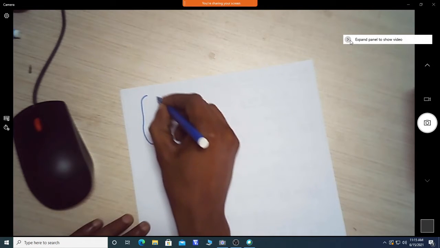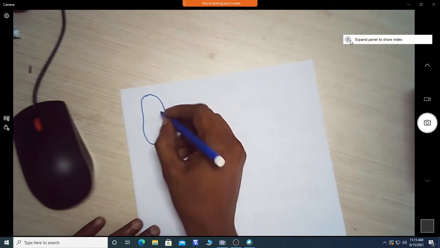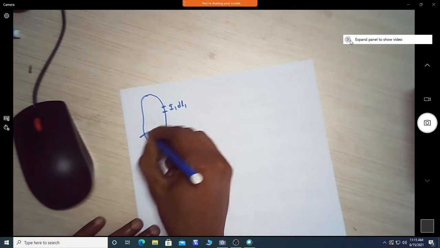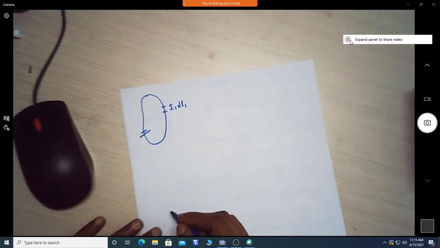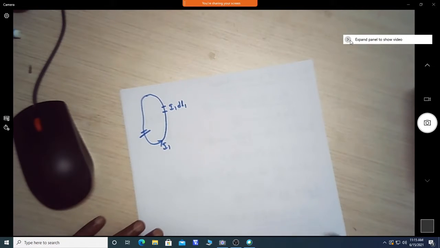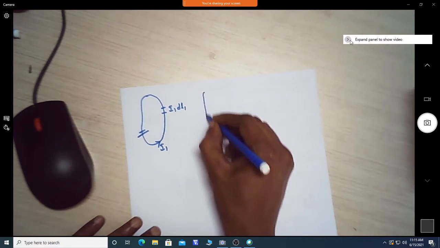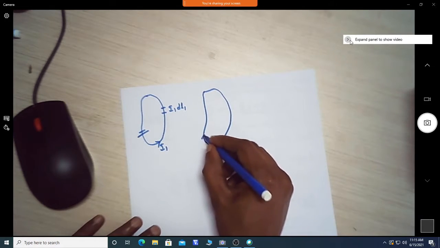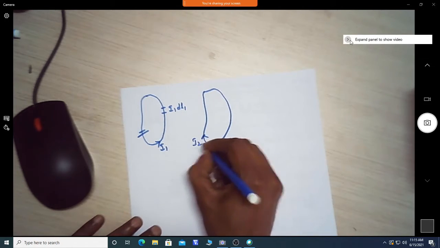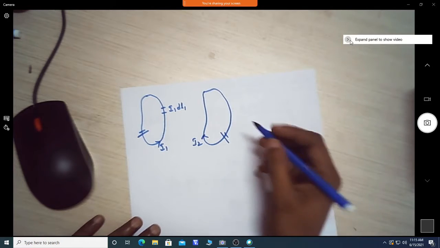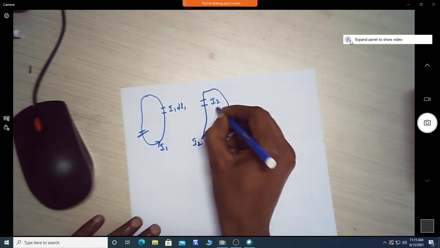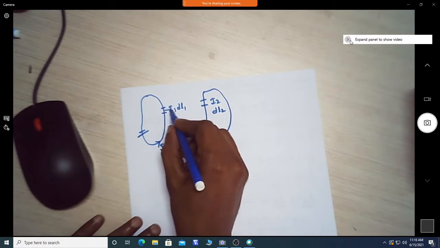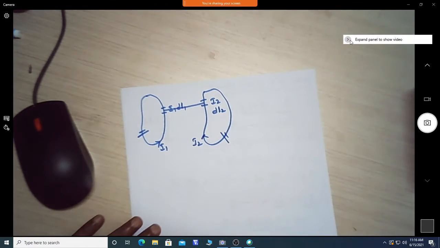So we have the current element I1 dl1, let us say, with a source of excitation which carries current I1. Similarly, we have a current-carrying conductor I2, let us take it in the opposite direction. We have the source here and some current element I2 dl2. Now we have to see what is the force between these two current elements.